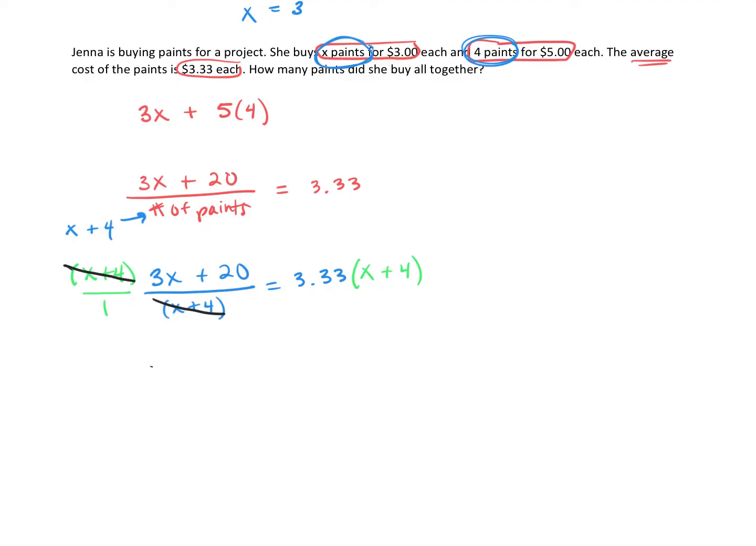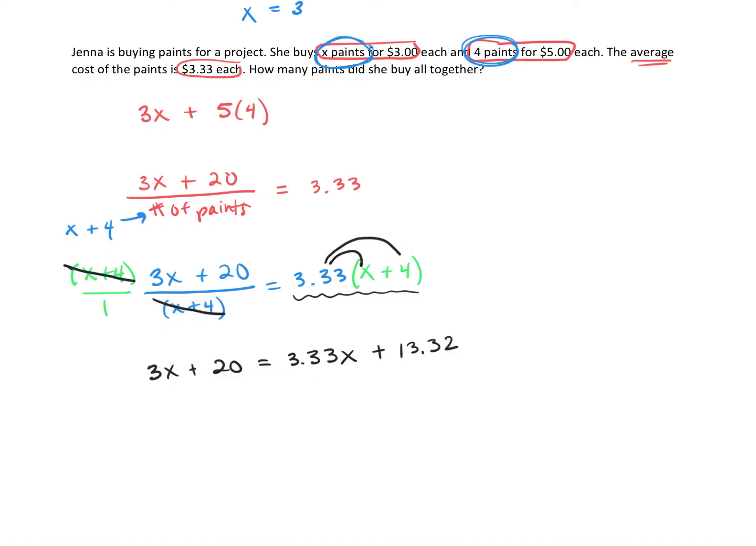Now we have 3x plus 20 equals 3.33 times x plus 4. As I rewrite this, I know that I'm about to distribute, so let's just go ahead and do that distributing. 3.33x, and then we have 3.33 times a positive 4, so it will be a positive 13.32.